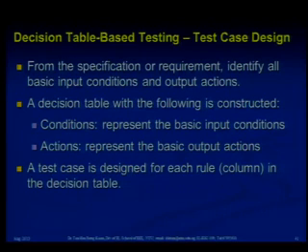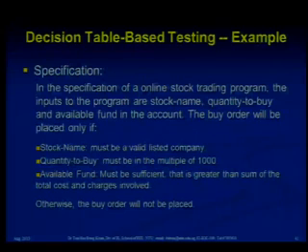After that, we will add a column to show each possible value combination of conditions. Okay, and we call each column a rule. Later I will show you through the example. Okay, this is a rough idea of how to apply cause-effect testing.